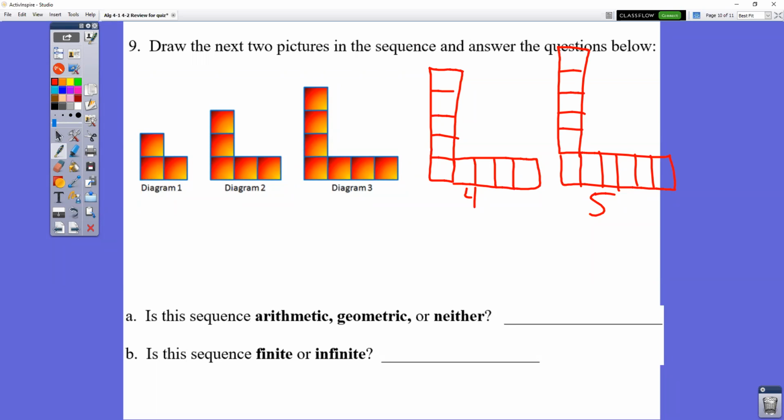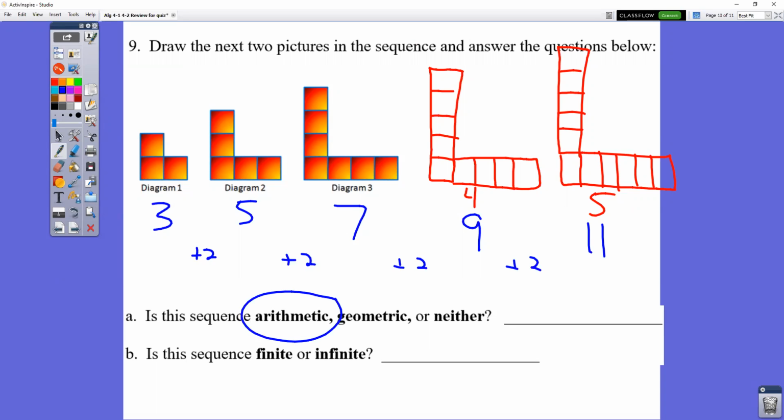So figuring out whether it's arithmetic, geometric, or neither, look at the total number of blocks. We have 3 here, we have 5 here, we have 7 here, we have 9 here, and we have 11 here. Is it arithmetic, geometric, or neither? We are adding by 2, adding by 2, adding by 2, adding by 2. Since we're adding by the same number each time, this would be arithmetic.